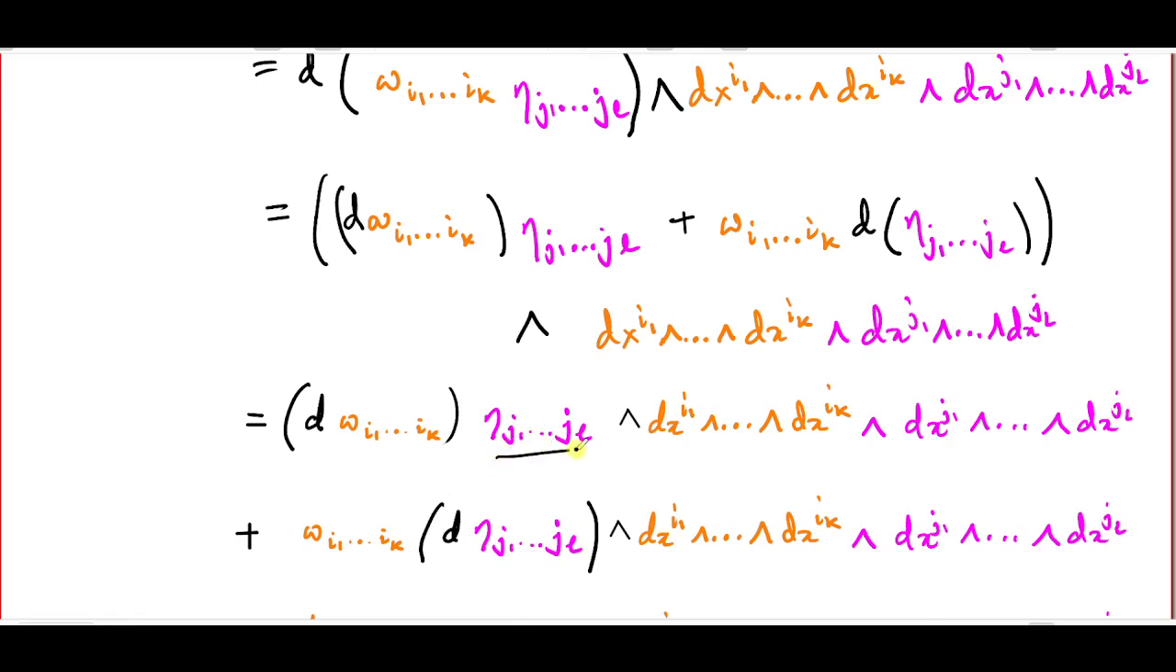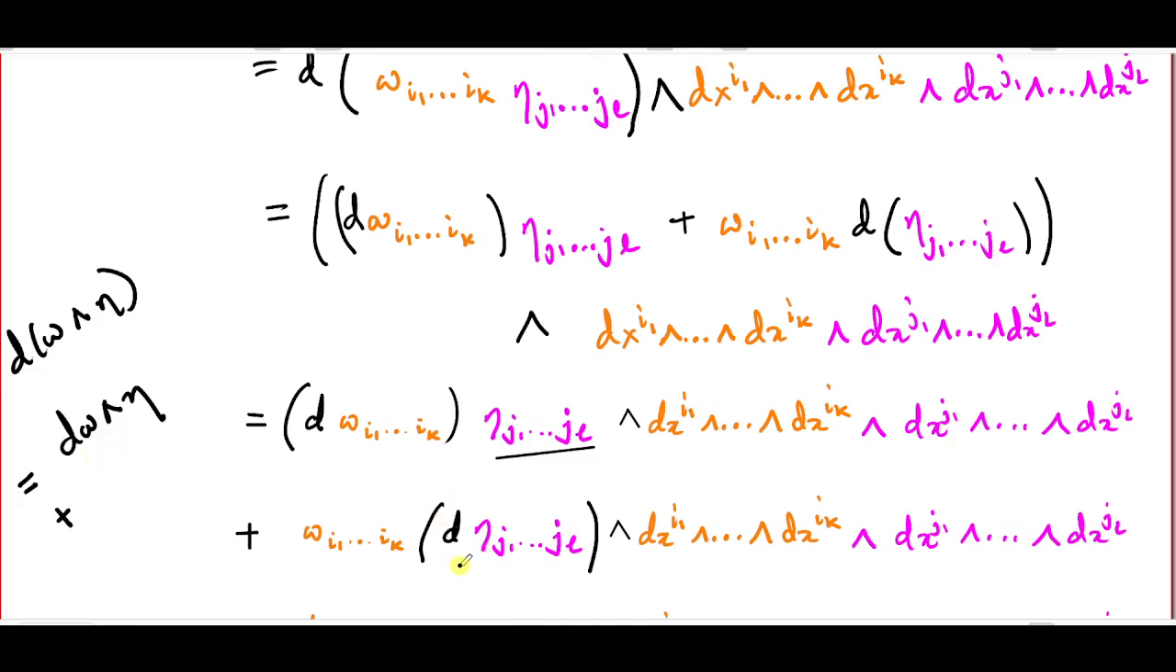Notice that here I can move the eta j1 through jl, which is just a function, directly back here. And you are going to end up with d omega I1 through ik wedged with dx I1 wedge dx I2 up to wedge dx ik at the beginning, and that is just going to give you the d omega. And when eta j1 through jl gets coupled with this, you end up with eta. So the first term here is obviously d omega wedge eta. So d of omega wedge eta is beginning to look very much like the standard Leibniz property. It's d omega wedge eta plus something else.